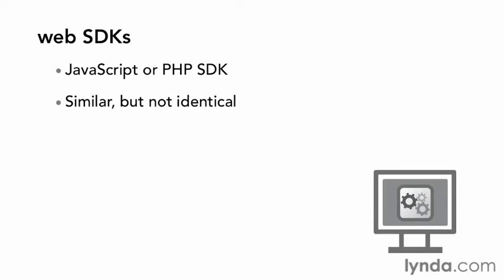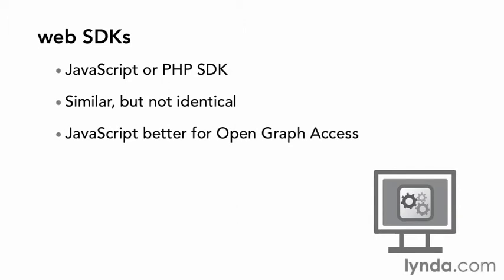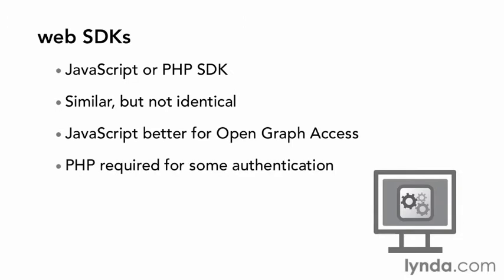There are two SDKs you can use for websites. You can do things with the JavaScript SDK or the PHP SDK. The two SDKs allow you to do similar but not always identical things. The JavaScript SDK, for example, lets you have better access to the Open Graph API and social plugins and dialogues. On the other hand, the PHP SDK is sometimes the only way you can authenticate certain parts of Facebook. Plus, it's the only way you can access Open Graph data through FQL, Facebook's SQL-like database language.